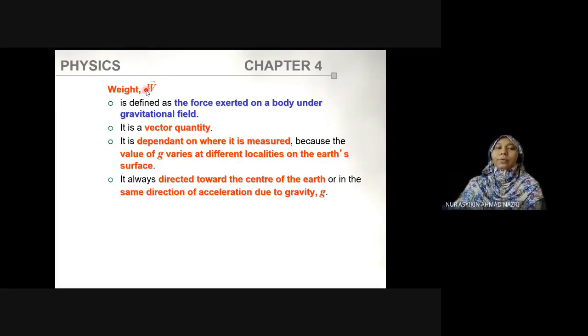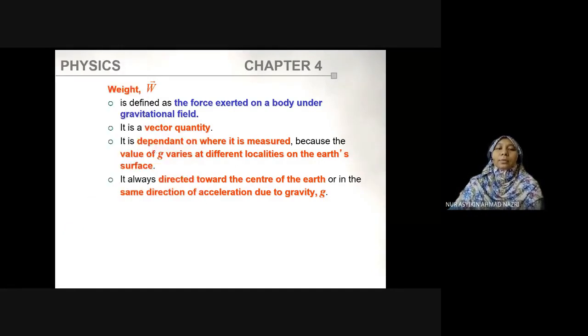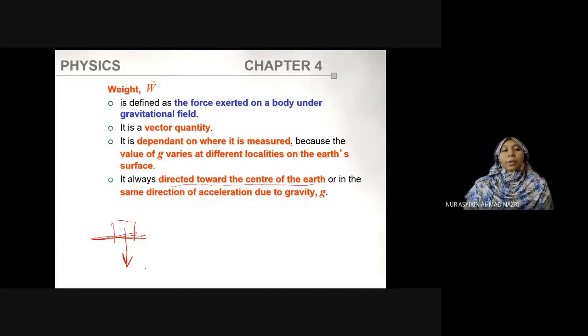Okay, so how do we draw weight? Okay, macam mana kita akan lukis direction untuk weight? Dia akan directed toward the center of the earth. So contoh, straight sebenarnya. So this body, towards center, so ke bawah, itulah weight dia. Kalau dia senget macam ni, ini surface, ini object, so kat mana dia? Dia akan ke bawah sini. That is the W. Okay.